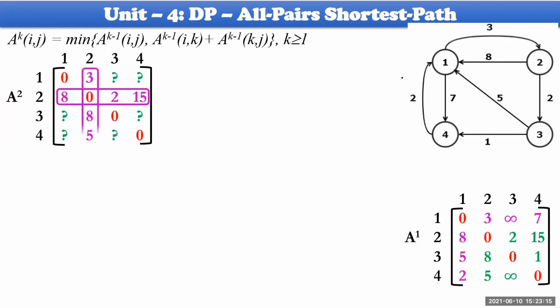Second row and the second column are constant values. They never change, because the intermediate vertex is 2 right now. So we need to identify the values of the question marks here. All these question marks are going to be identified. So let us have a look.